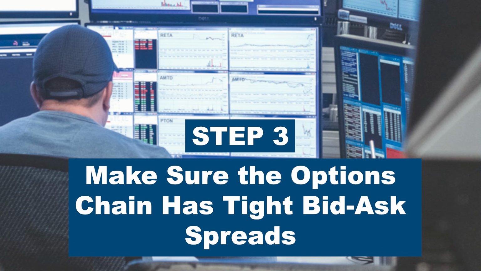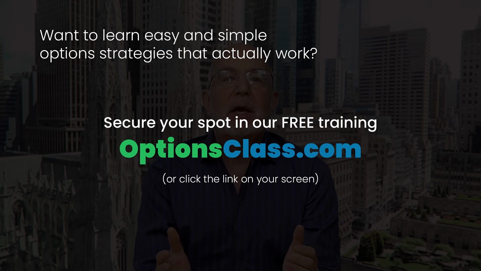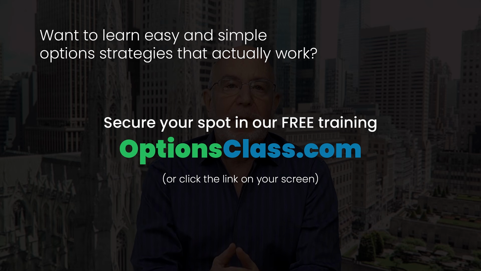And then the final prerequisite is step 3, in which we ensure that the individual strike prices have tight bid-ask spreads, which basically means that you'll be able to get a fair and competitive price for the options that you'll be trading. And so looking at this options chain of TLT, we can see that the bid-ask spreads are very tight, usually 1 to 3 cents in width. And that's a very tight liquid options chain and perfect for this strategy. So at this point, we've checked off all 3 boxes and we're ready to go because TLT meets all of our criteria.